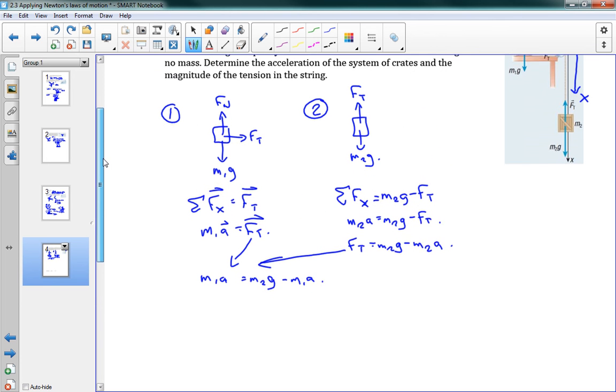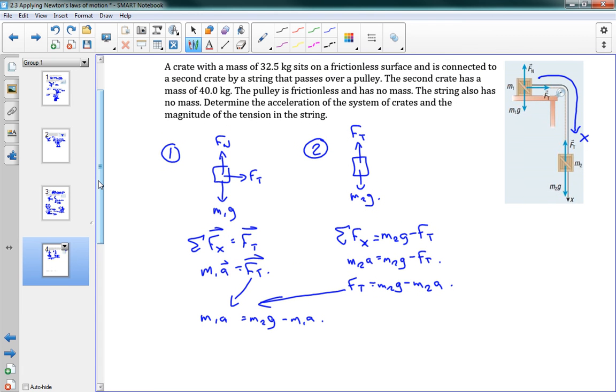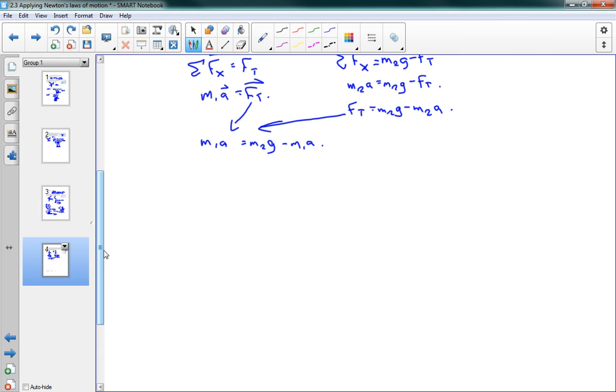Before we go any further, I just want to show you I'm using A, not A1 and A2, because these are both going to accelerate at the same speed. They're tied together by a rope, so however fast this one is accelerating down, it's pulling this one so that it accelerates at the same rate. They have to have the same acceleration, and that helps us to solve this problem. Okay, so we have this nice little statement here, and I can now solve that.